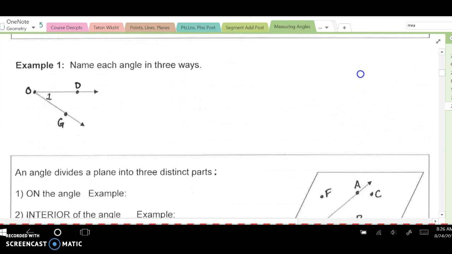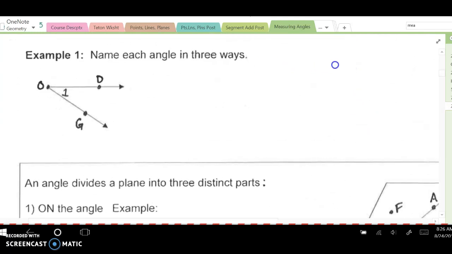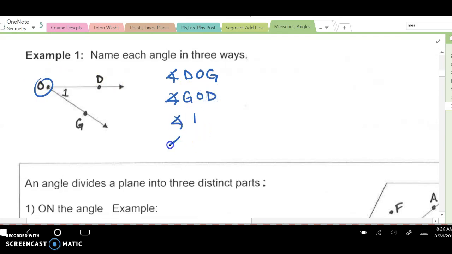All right, so let's practice. In example 1, take a second, pause the video, see if you can name this angle in at least 3 different ways. Okay, so I hope you said it could be angle GOG. Remember, O has to be the middle because it's the vertex. It could be angle 1, or you might have also said it could be angle O. So any of those 3 would have been correct.